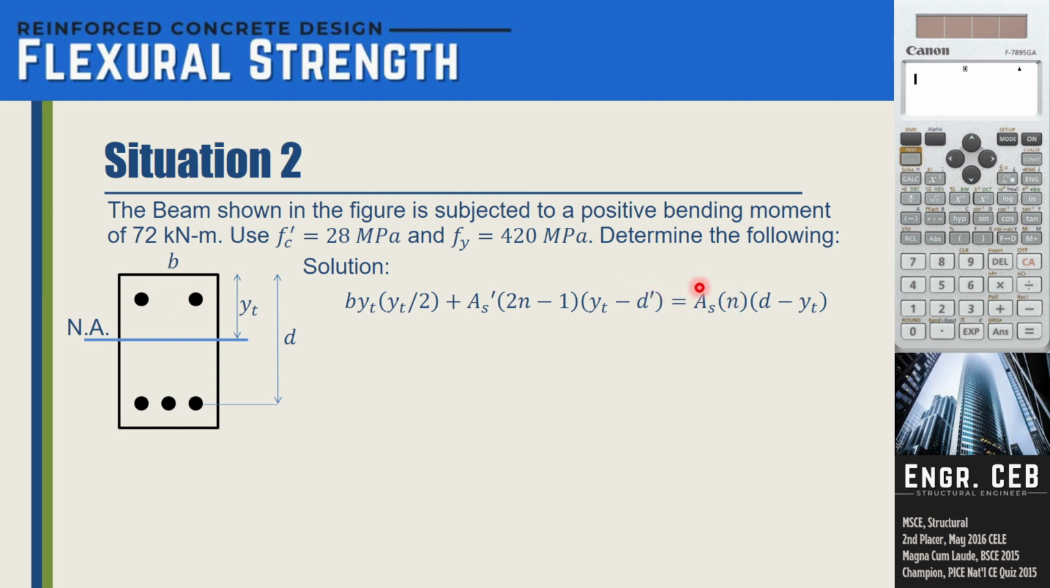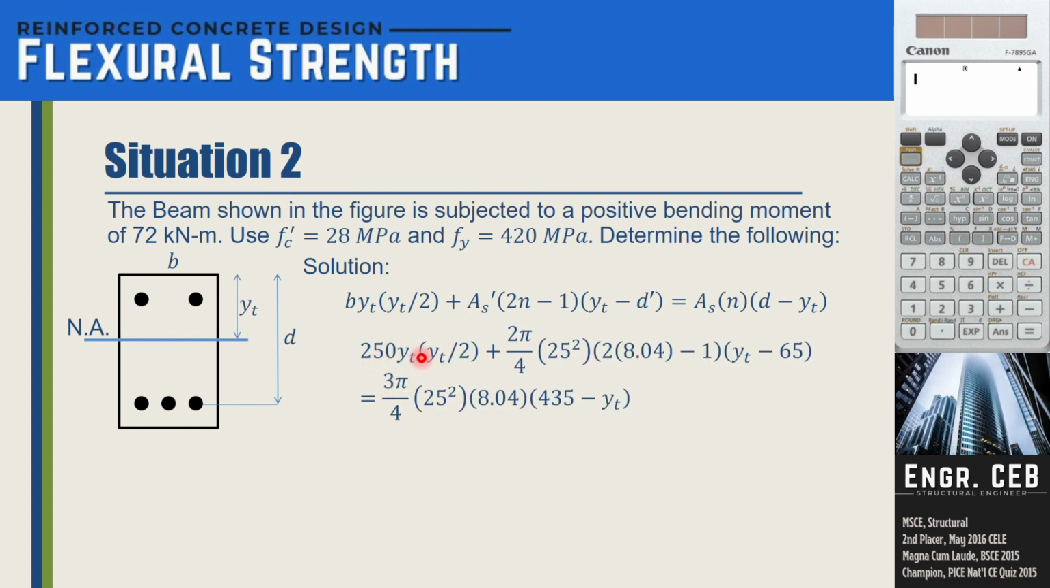Okay? And then the moment at the other side of the neutral axis, in the bottom side of the neutral axis, that is A S times n times d minus y. So we substitute the values: 250 times y over 2 plus A S prime. We have 25 millimeter diameter, so the area is 2 pi over 4 times 25 squared times 2n minus 1. Take note, n is 8.04. So minus 1 times y sub t minus 65 equals 3 pi over 4 times 25 squared times 8.04 times 435 minus y sub t. y sub t is 138.9.